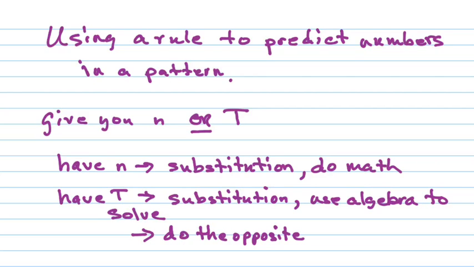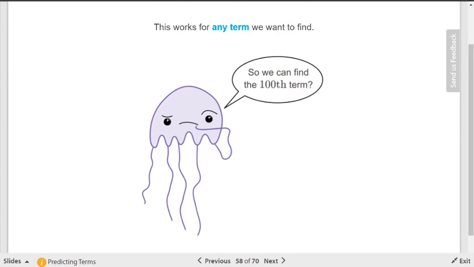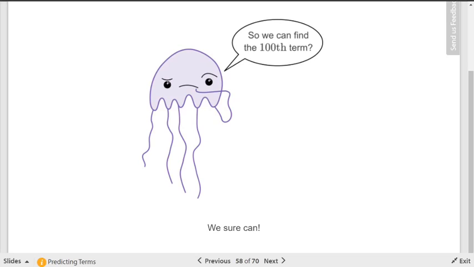All right, so here we go. So let's look at a couple of their examples. So do we have that down? So we're going to use a rule to predict a pattern. We're going to look at some of their examples and go through. So we've seen the value of a term by putting the number into the rule. It works for any term. So if you want to find the 100th term, okay, it's there.